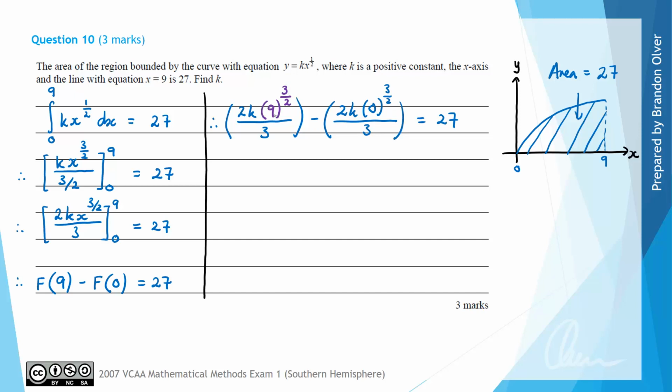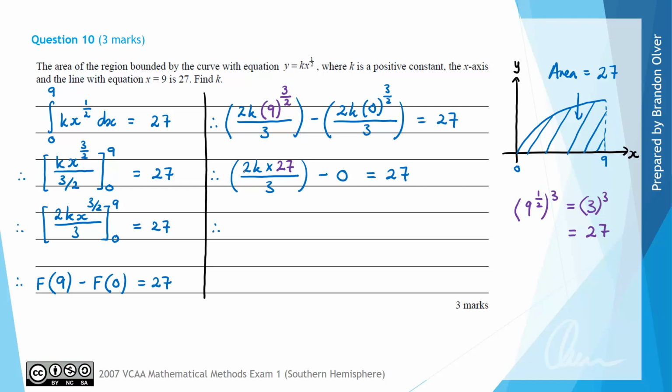And now the reason why we've put 9 to the power of 3 on 2 in purple is because that is something that we need to know how to evaluate. So I can rewrite that as 9 to the power of a half, to the power of 3. And 9 to the power of a half is the same as the square root of 9, which is 3, to the power of 3, which equals 27. So therefore, we find that 2k times 27 divided by 3 minus 2k times 0 to the power of 3 on 2, minus 3, is simply 0, is equal to 27.